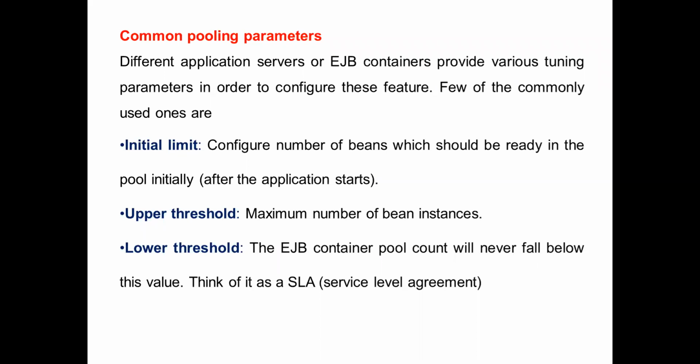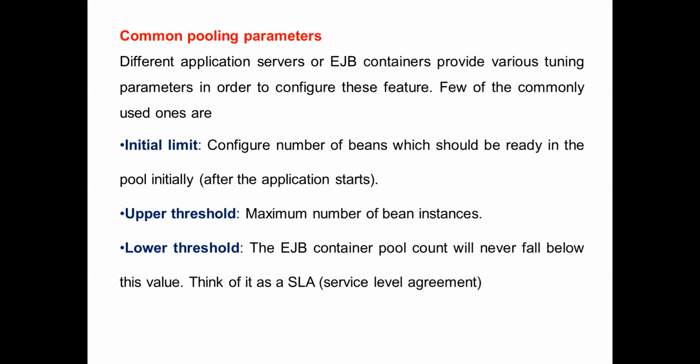The second one is the upper threshold. The upper threshold means that, since the database contains a lot of information, we set the maximum number of beans that can be stored as bean instances.